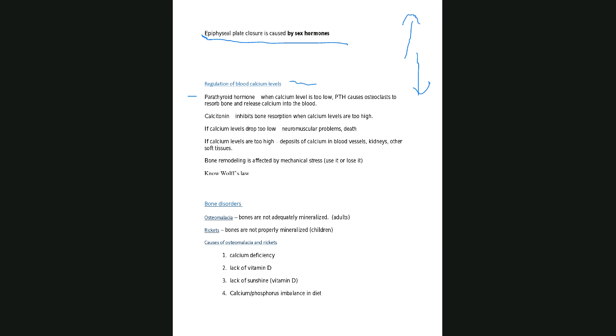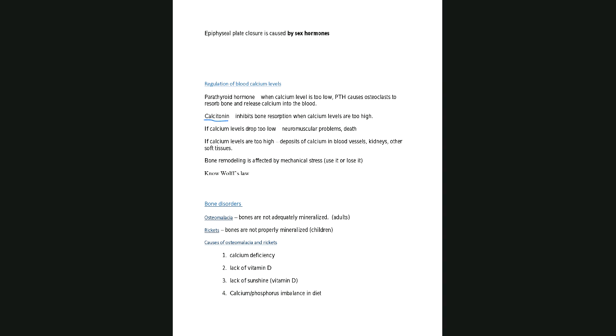Parathyroid hormone is released from the parathyroid glands, which are attached to the thyroid gland, when calcium level becomes too low. Parathyroid hormone causes osteoclasts to resorb bone and break down bone and release calcium into the bloodstream. Calcitonin inhibits bone resorption when levels are too high. Now, this is going to come from the parafollicular cells in the thyroid gland.